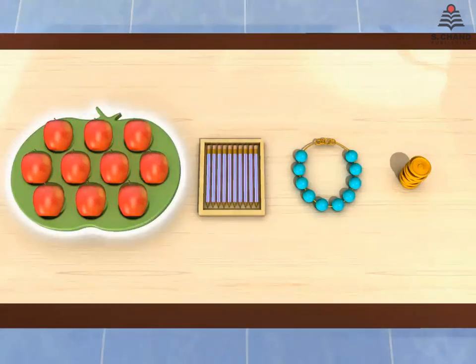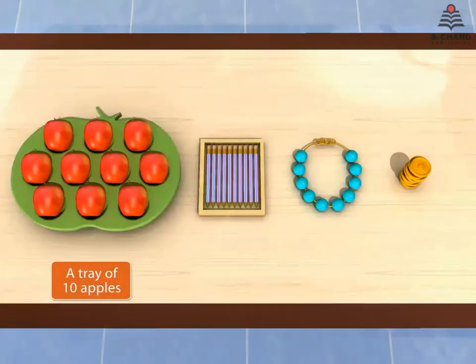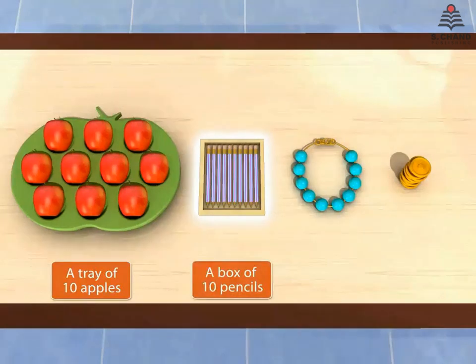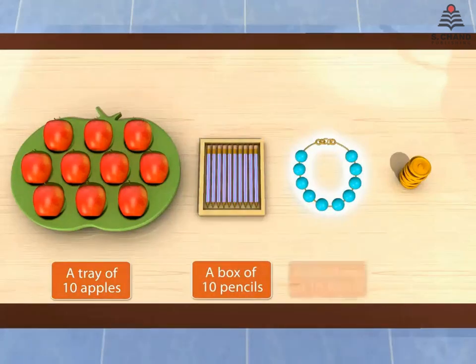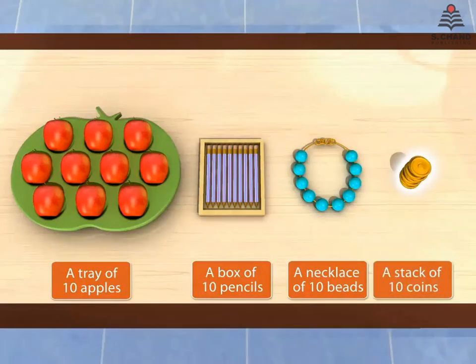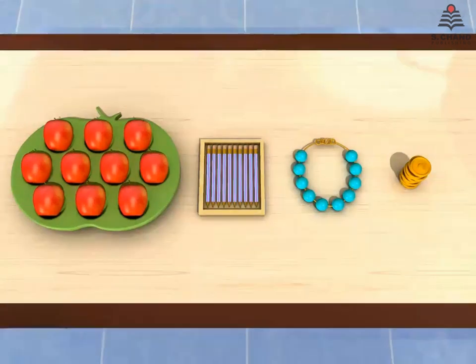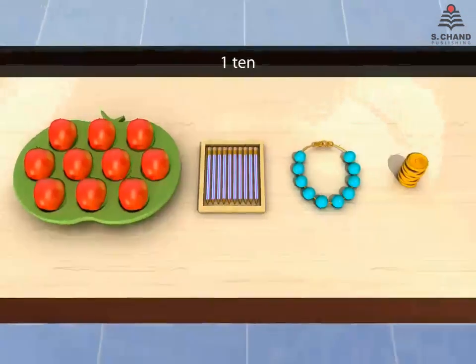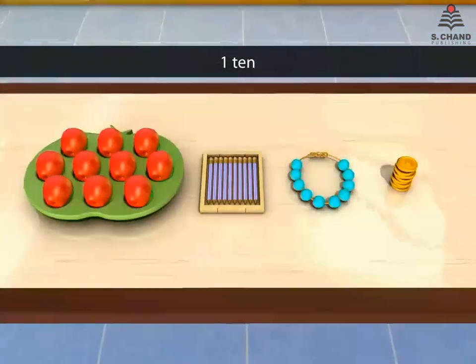This is a tray of 10 apples. This is a box of 10 pencils. This is a necklace of 10 beads. And this is a stack of 10 coins. Any such group of 10 is called 1 ten.